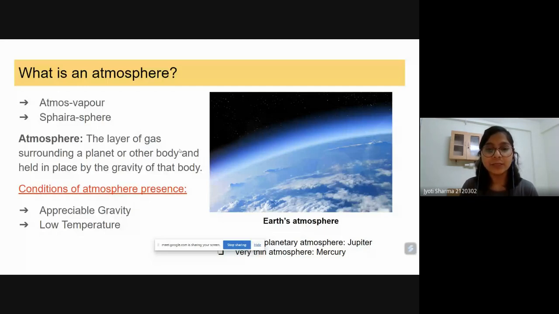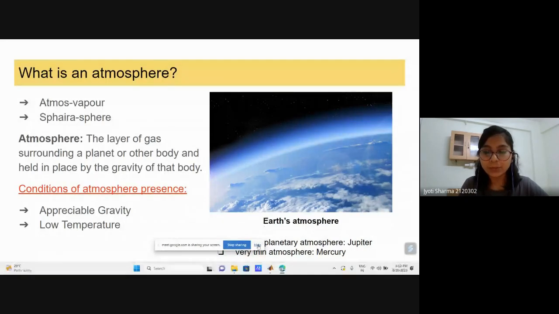The second is that there should be low temperature. What do you mean by low temperature? For example, if you have a high temperature, this will expand your air and make it rise, and after expansion the air will go away from the planet. And if it goes away from the planet, there will be less gravity acting on it as well. So the layers of gases can escape into space very easily. So the two conditions, appreciable gravity and low temperature, are a must so that an atmosphere can be present around the planet or another body.